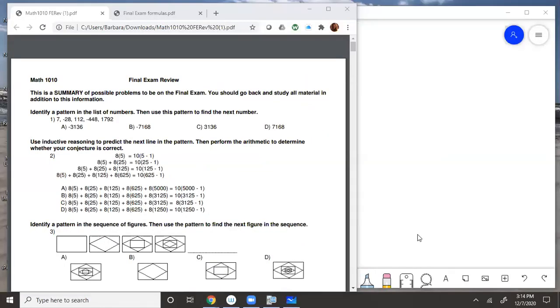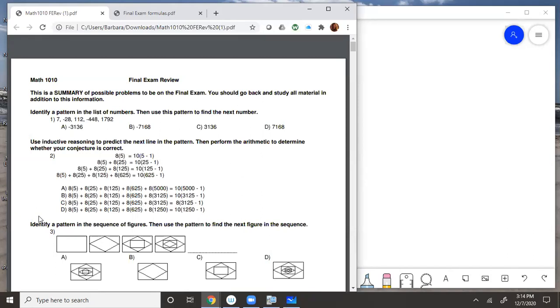Okay. All right. So we're now recording the review session for the final exam in Math 1010. I have on my screen the final exam review packet that I sent you. You also have a review in MyMathLab, and we'll work these out together. This is a summary of possible problems on the final exam, and you should go back and study all the material in addition to this review.